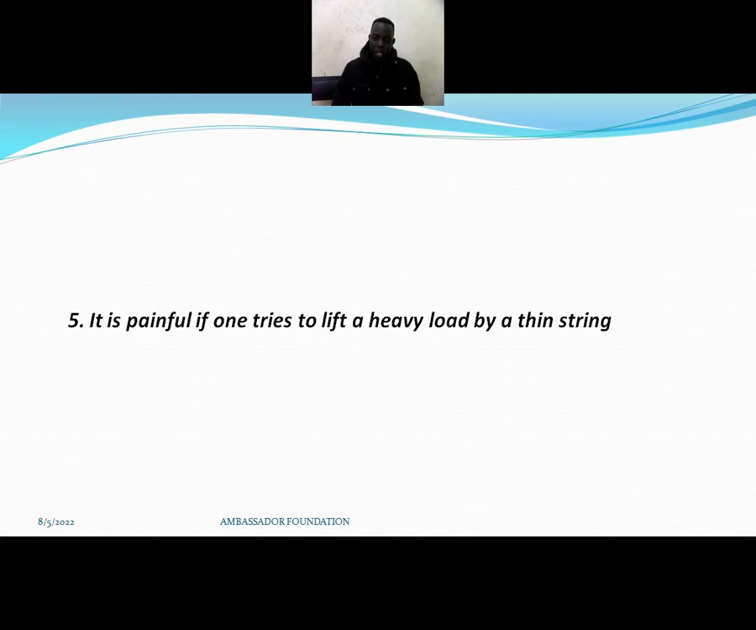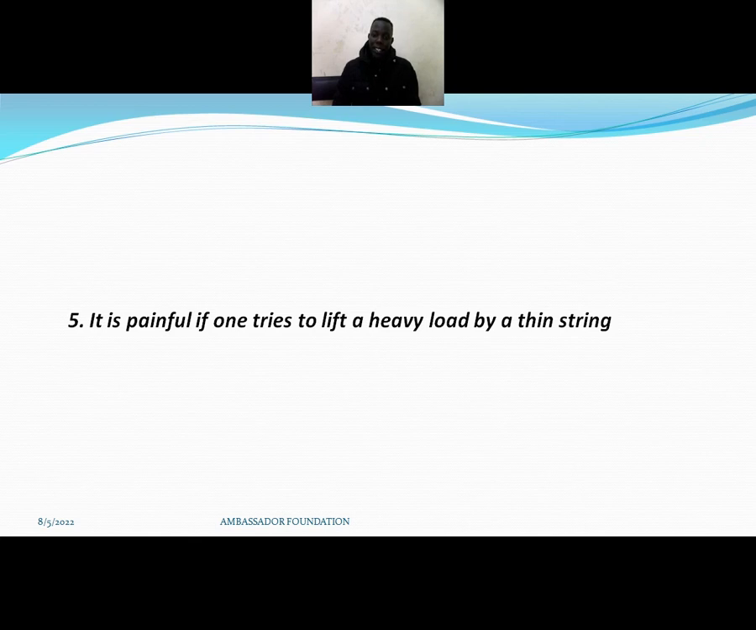Another question: it is painful if one tries to lift a heavy load by a thin string. How do you explain that? I've seen some people carry a bucket of water with a wire as the holder; you pick your handkerchief and then lift it. The boys without handkerchiefs pick some leaves to hold it so that they don't feel the pain. It's all about pressure.